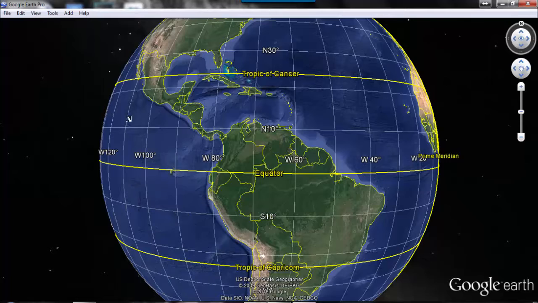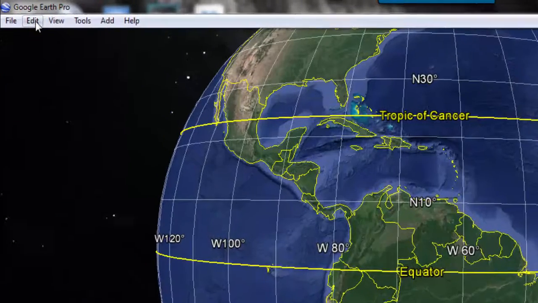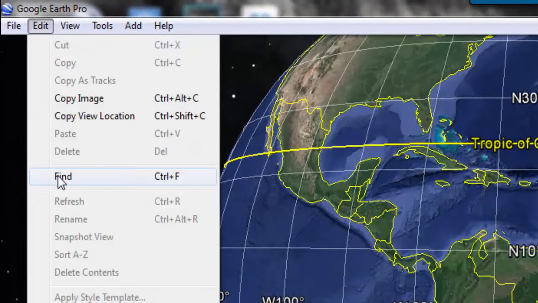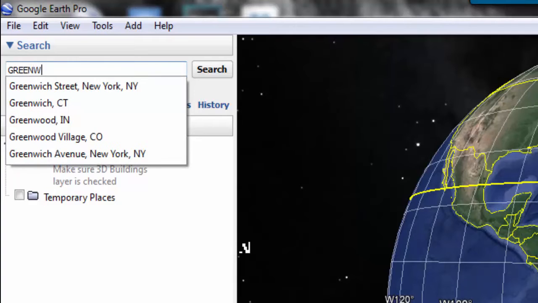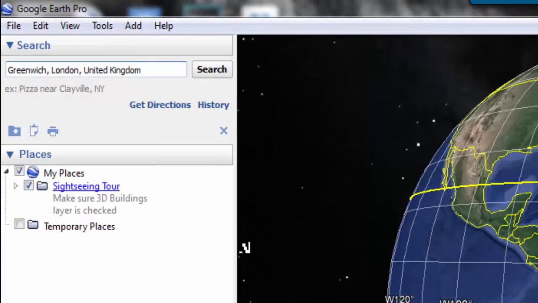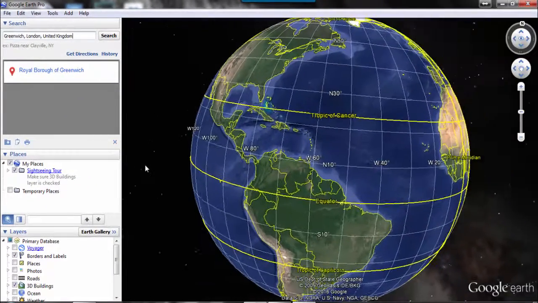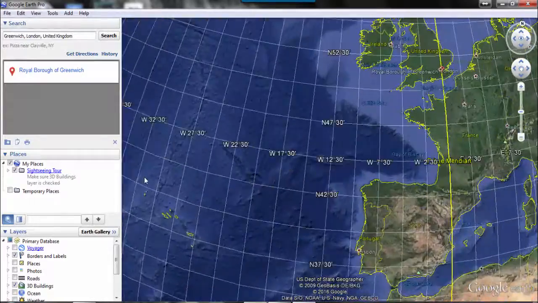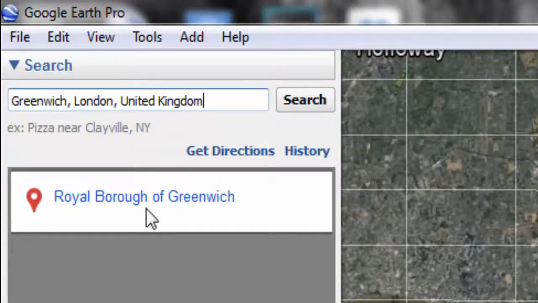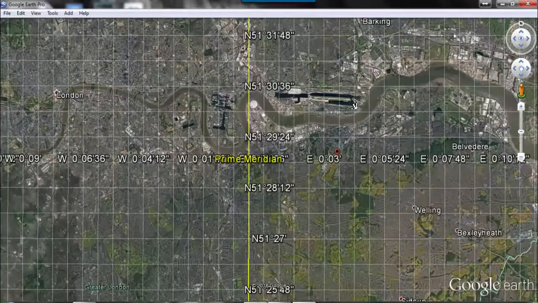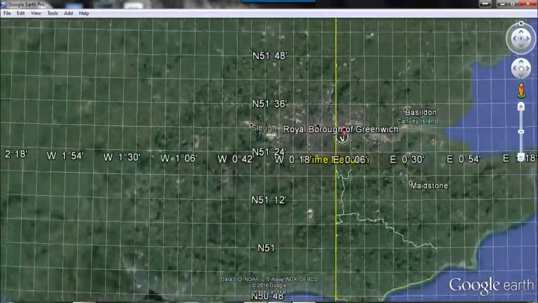Well, for that, we'll need to travel to Greenwich, England. Let's now turn on our Find feature in Google Earth. You'll find it under the Edit menu. Let's type in Greenwich and fly over. I will now back out in order to see the big picture.